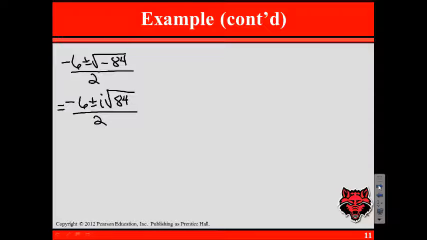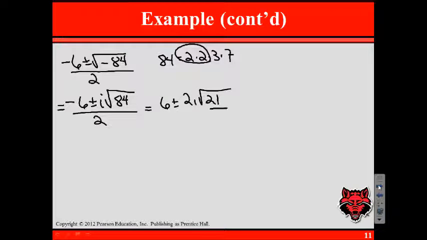84 is not a perfect square, but that doesn't mean we can't simplify. So we make the prime factorization for 84. 84 is 2 times 42, which is 2 times 21, which is 3 times 7. We have a pair of 2's that we can pull out. So this becomes negative 6 plus or minus 2i square root of 3 times 7, which is 21, all over 2.